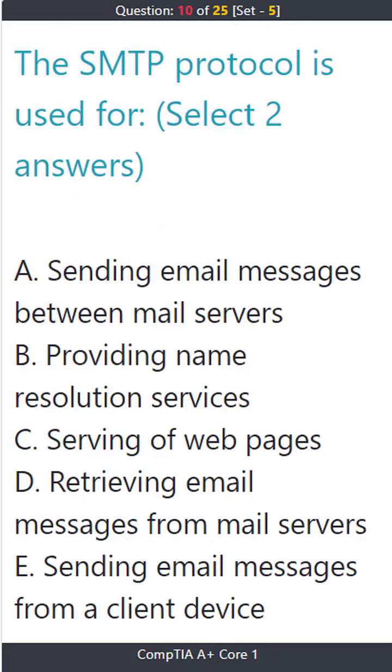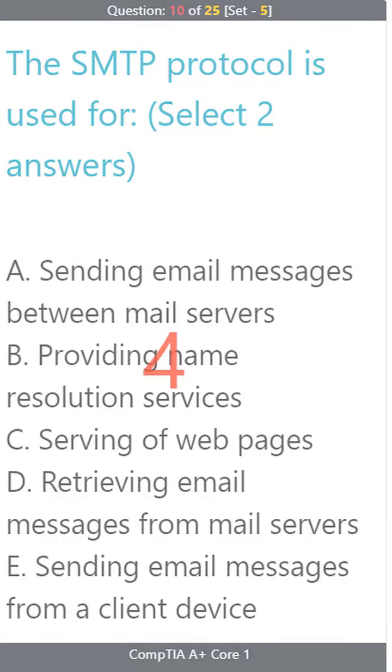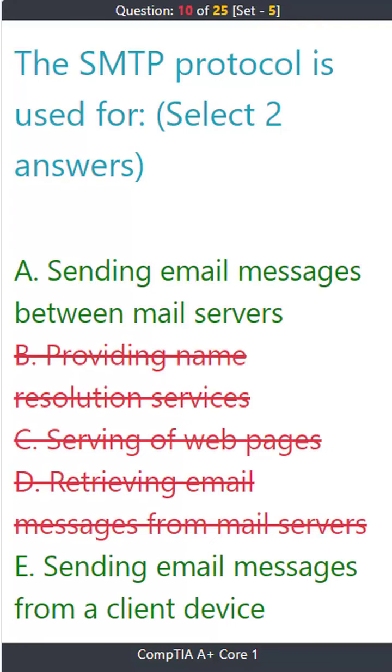Question 10. The SMTP protocol is used for, select two answers. A. Sending email messages between mail servers. B. Providing name resolution services. C. Serving of web pages. D. Retrieving email messages from mail servers. E. Sending email messages from a client device. The correct answers are A. Sending email messages between mail servers. E. Sending email messages from a client device.